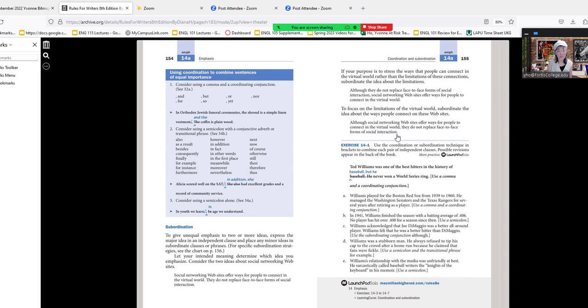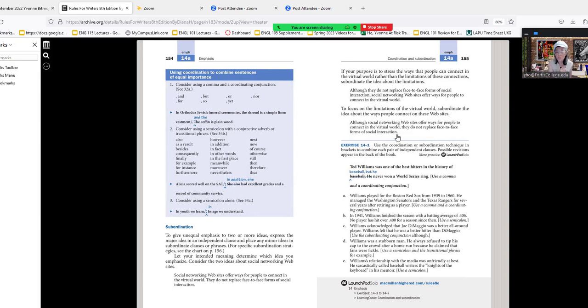Now, if I'm going to read this sentence out loud, I would say something like this. Although social networking websites offer ways for people to connect in the virtual world, they do not replace face-to-face forms of social interaction. Now you notice how the emphasis is on the second sentence. So that means that the independent clause is the more important idea that the writer wants you to focus on, and the other one with the subordinating conjunction, you just read it through really fast.